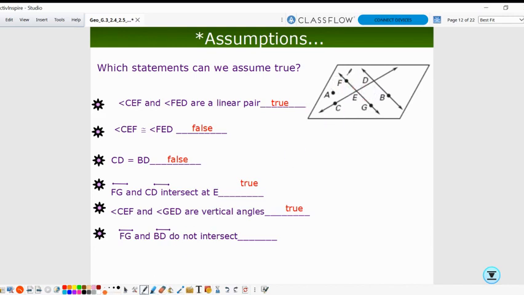And our last one here: line FG and BD do not intersect. Is that true or false? That one would also be false. We don't have enough to say these lines are parallel or that they're not, so we just don't know. We just don't have enough.